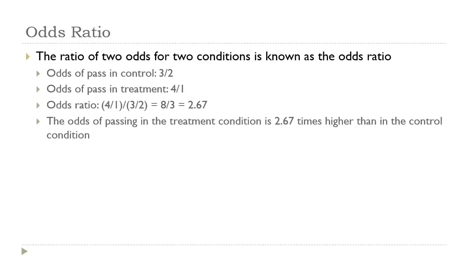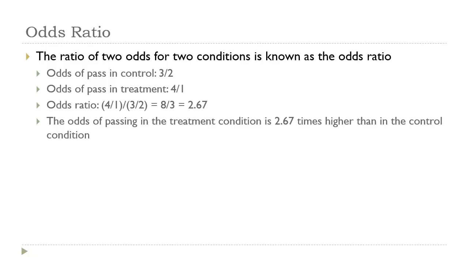In the previous video, we looked at the odds of success in a control condition and the odds of success in a treatment condition. Those were two of the descriptive statistics that we could calculate. But there's another very useful descriptive statistic that combines these two statistics. This is called the odds ratio. The ratio of two odds for two conditions is known as the odds ratio.